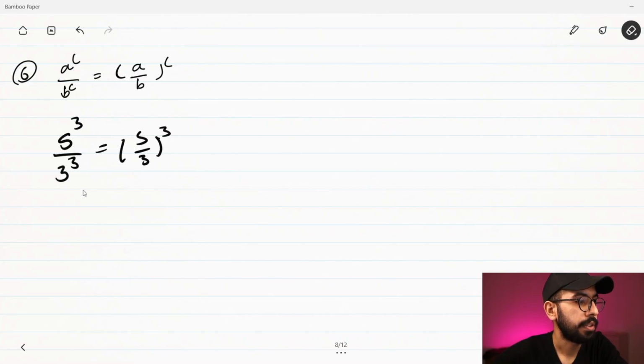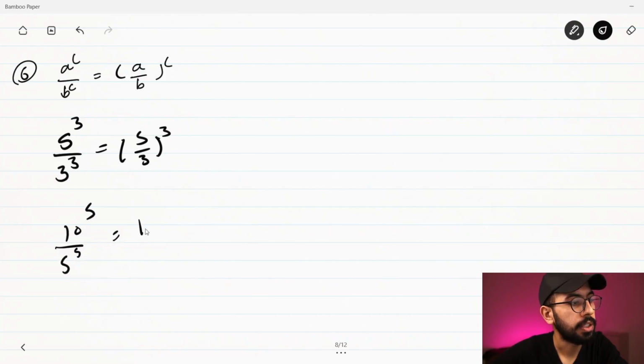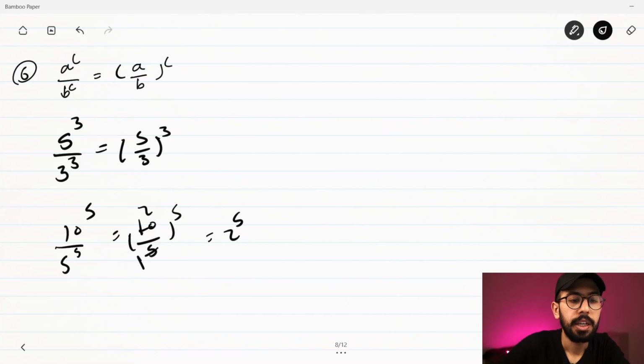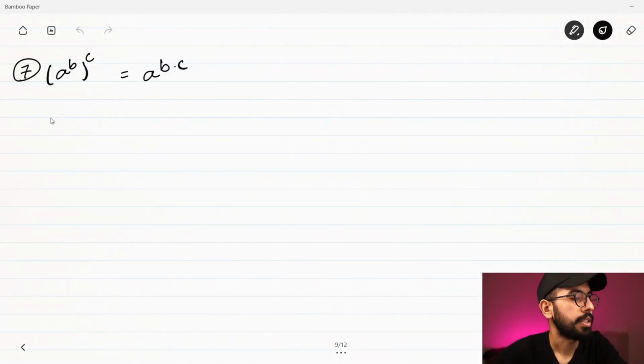If we have 10 to the power of 5 and 5 to the power of 5, it will be equal to (10/5) to the power of 5. And 10 over 5 is 2, so it will be 2 to the power of 5. Yeah, it's very easy. Let's jump to rule number 7.